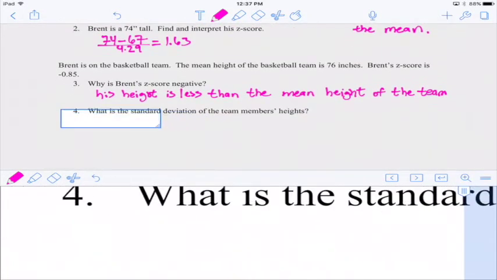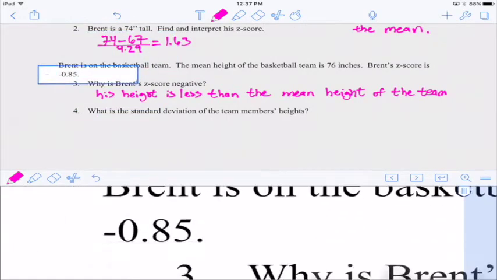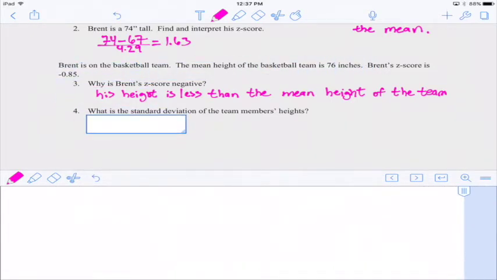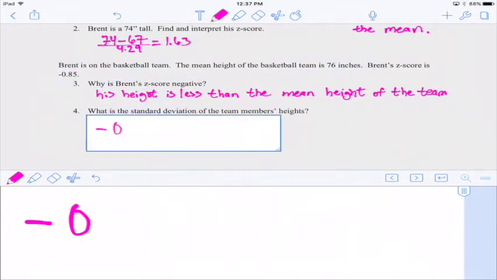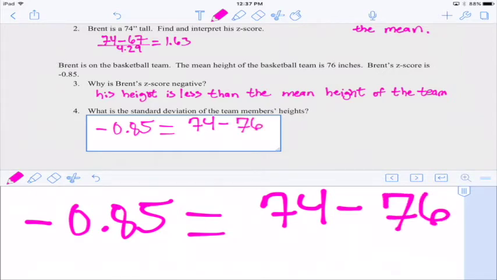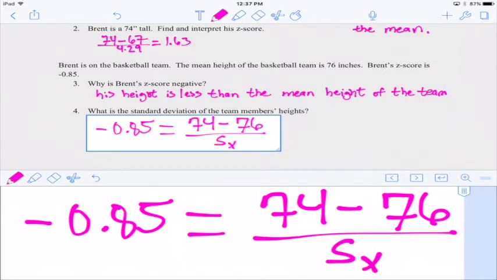So what is the standard deviation of the team members' heights? Well, we know Brett's height, and we know the mean, and we know his z-score. So we're just going to write an equation. Negative 0.85 equals his height minus the mean, which was 76, divided by the standard deviation of the heights of everyone on the team. Here's where you're going to start to love me.